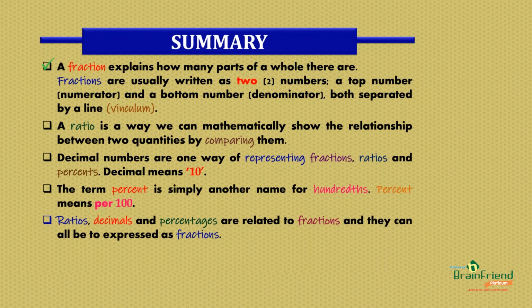Secondly, we learned that a ratio is a way we can mathematically show the relationship between two quantities by comparing them. Moving on, we learned that decimal numbers are one way of representing fractions, ratios, and percents. Decimal means 10. Next, the term percent is simply another name for hundredths. Percent means per 100. And lastly, we learned that ratios, decimals, and percentages are related to fractions, and they can all be expressed as fractions.